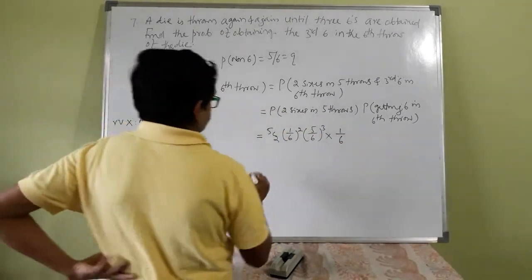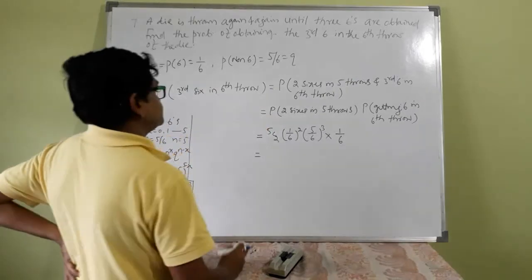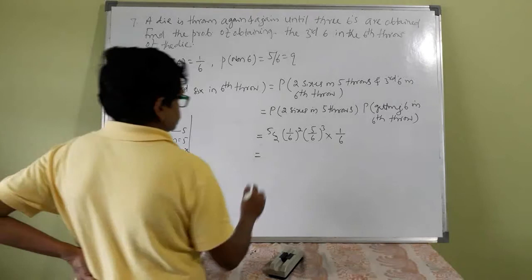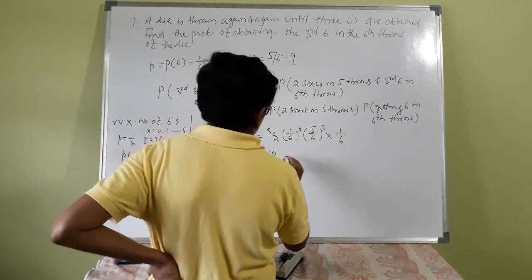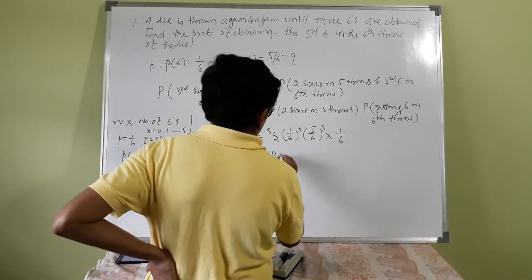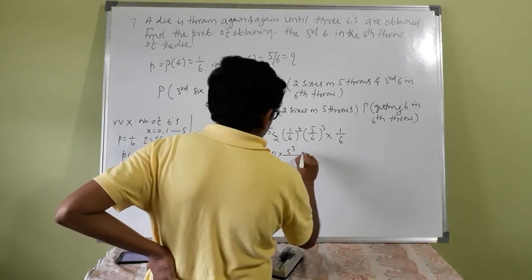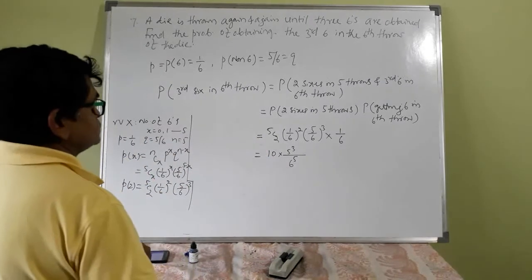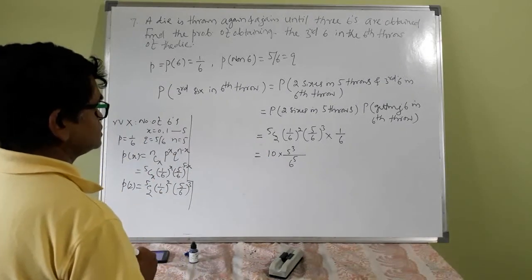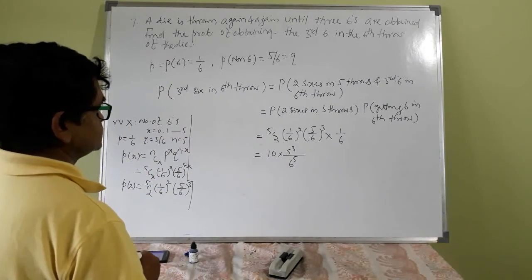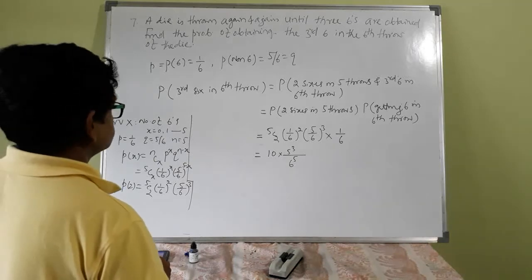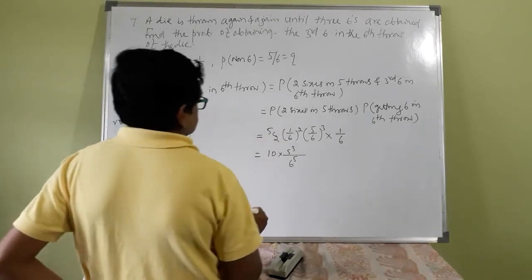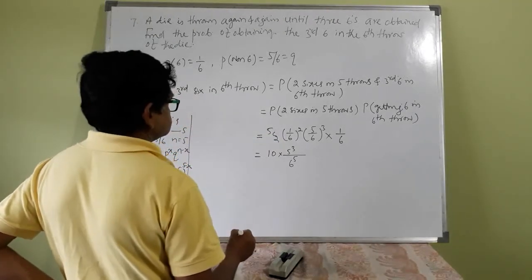So what is this? 5C2 means, up to 3 gets cancelled, it is 10. 10 into 5 cube divided by 6 raised to 5, isn't it? So this is the required probability. Here you have to write this, okay, because how to write this?